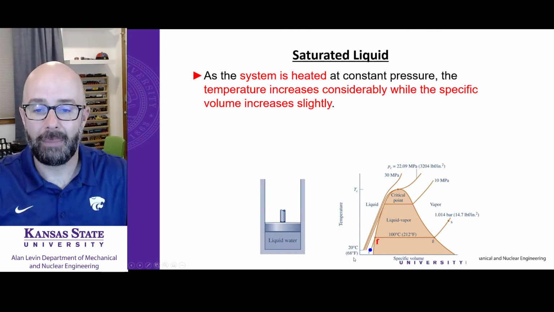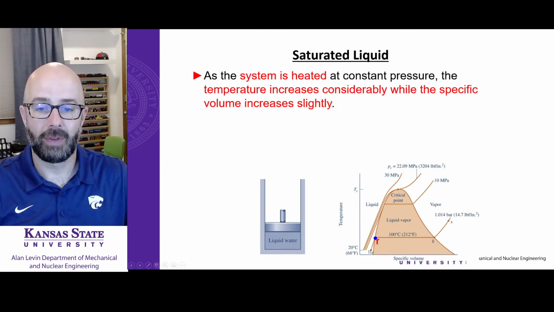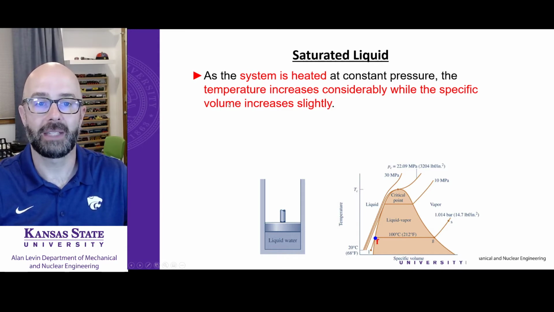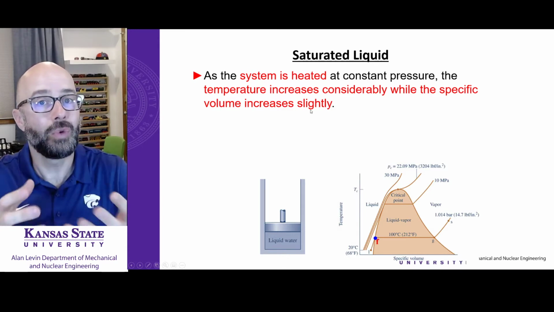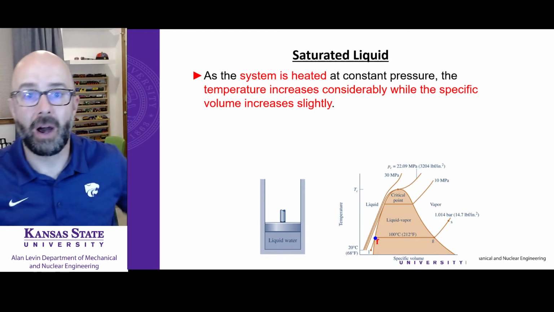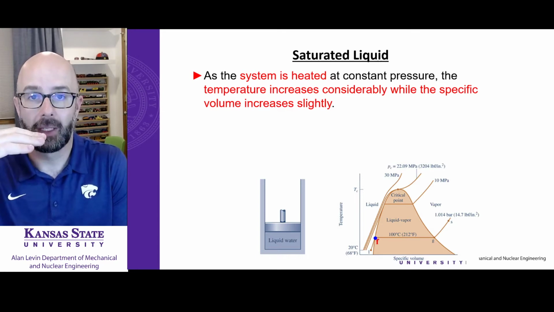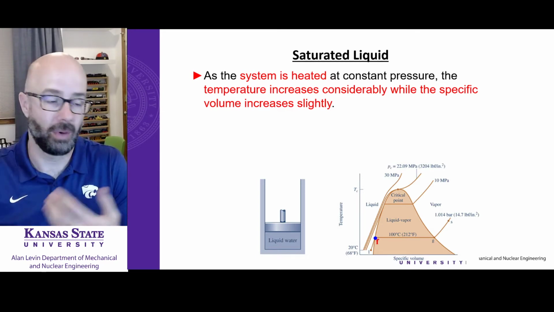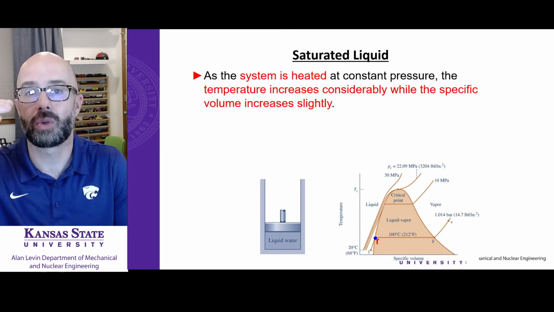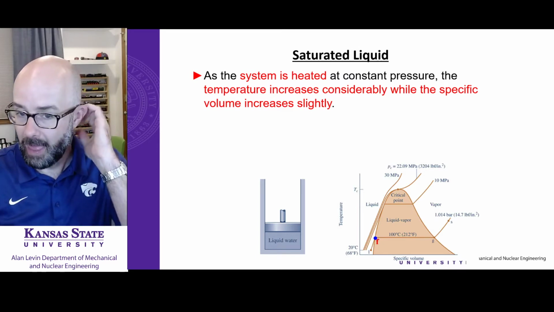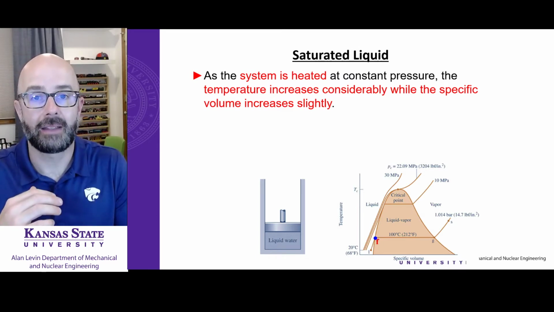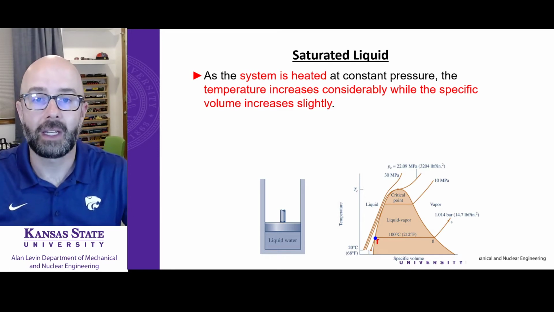But what's going to happen here is as we heat this up, we're going to be moving from point L to that saturation state. What's happening is the temperature increases considerably while the specific volume increases slightly. You recognize this. When you put a pot of water on the stove, you're going to increase its temperature considerably. It's going to go from 20 degrees to 100 degrees Celsius, or from 70 degrees Fahrenheit to 212 degrees Fahrenheit. And in that time, the specific volume is only going to increase slightly.